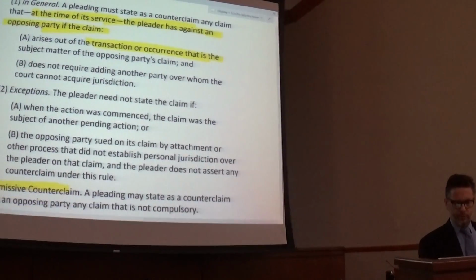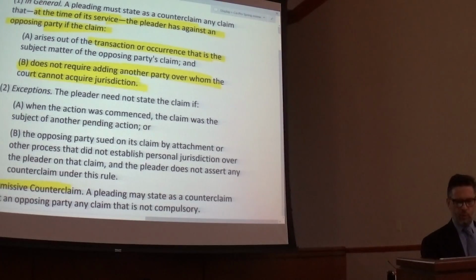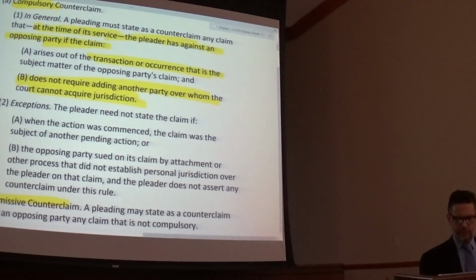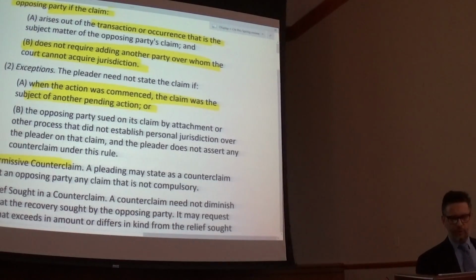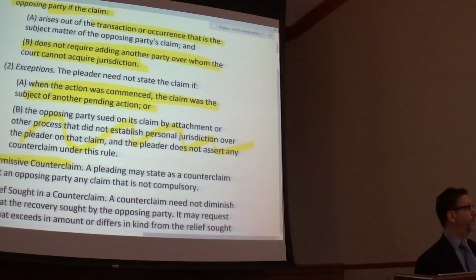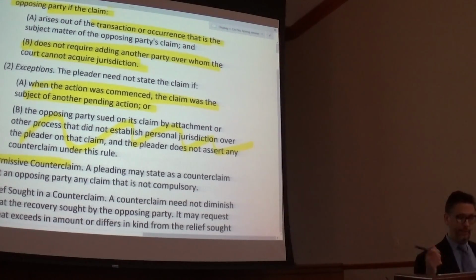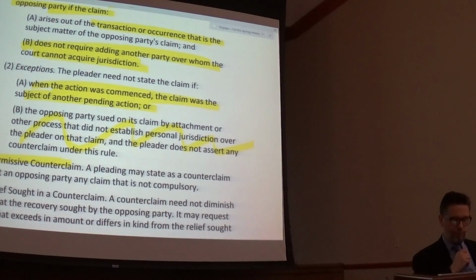It also includes not requiring adding somebody who's going to kill jurisdiction. It also includes the fact that the counterclaim is not already pending in another action. And it also includes some stuff about quasi-in-rem jurisdiction that I'm not going to get into in this course. So I note that part A to B is there, but I will not test on it. All right.